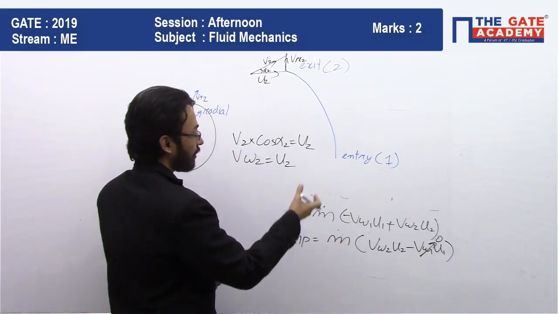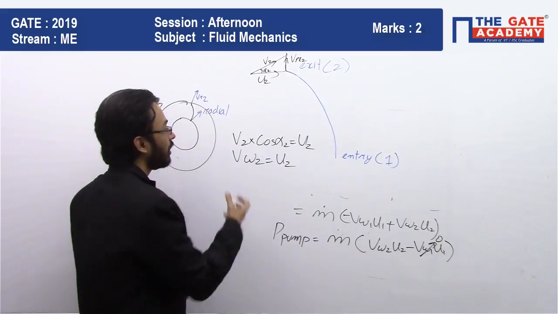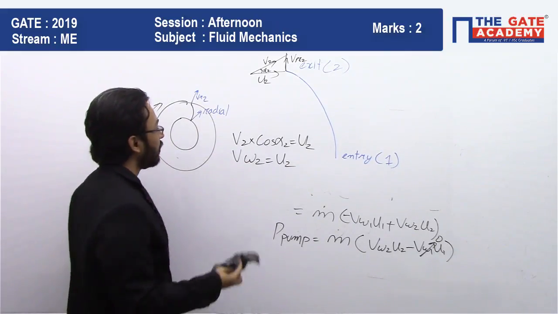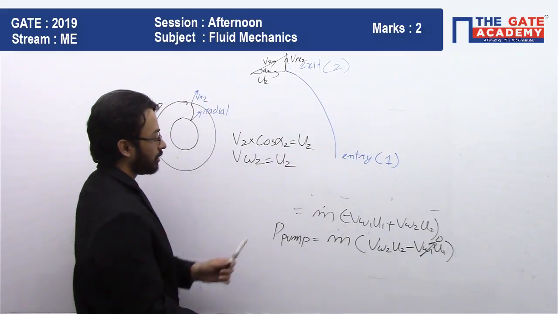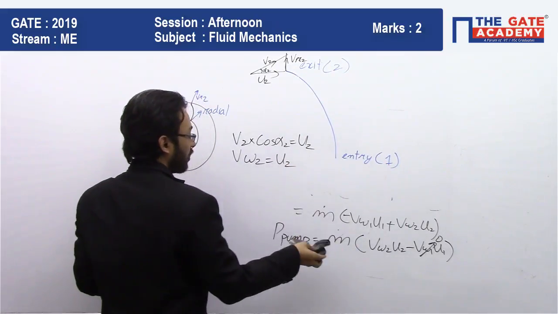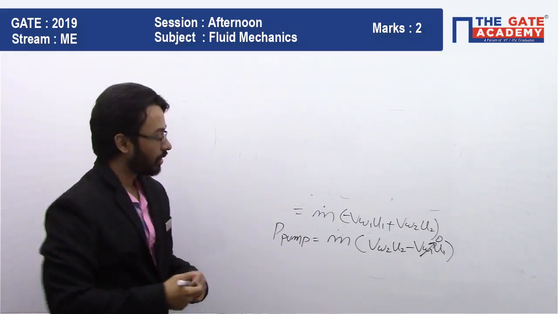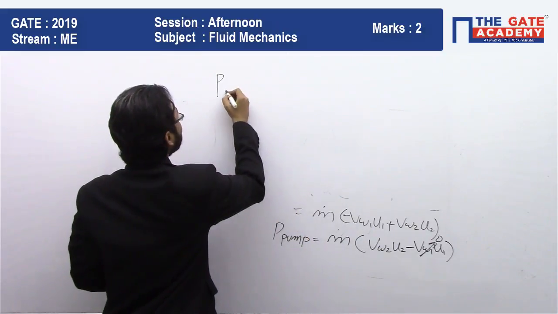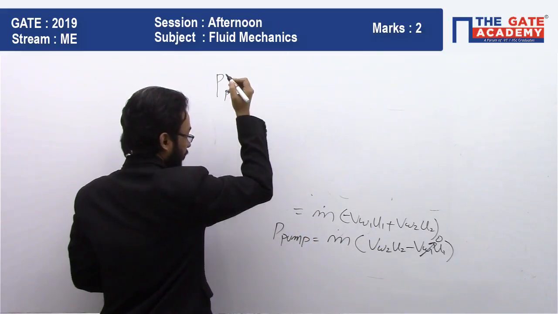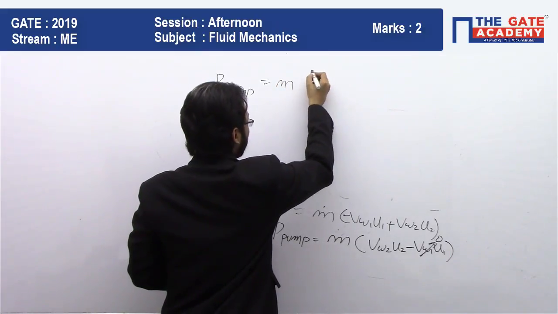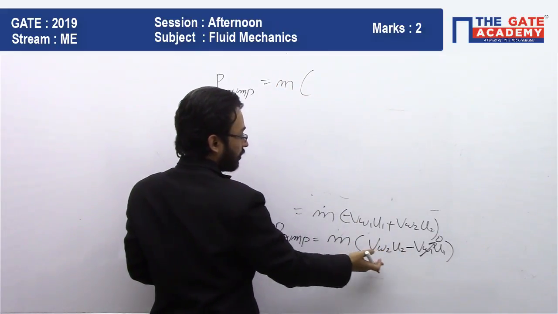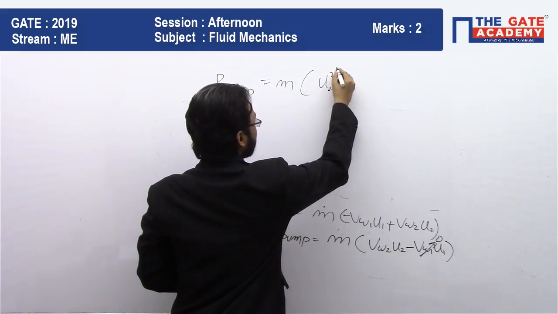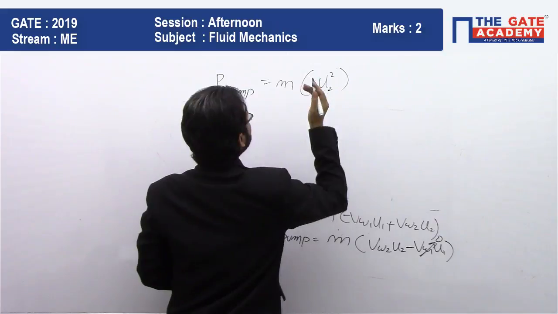Okay, so now we have simplified this equation quite a lot. Let's substitute the final values and see what comes. I hope you have understood this. Now let's put the values in the equation. The power given to the pump is equal to what we are left with, VW2 into U2, and we have stated that VW2 is the same as U2. Basically this is U2 square, and the other component is 0.